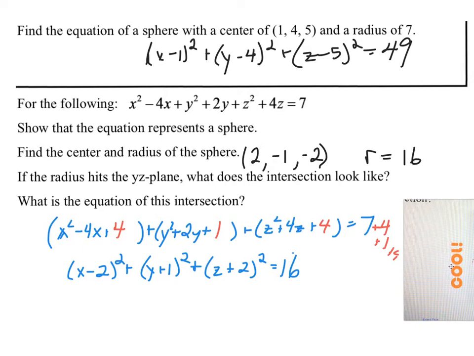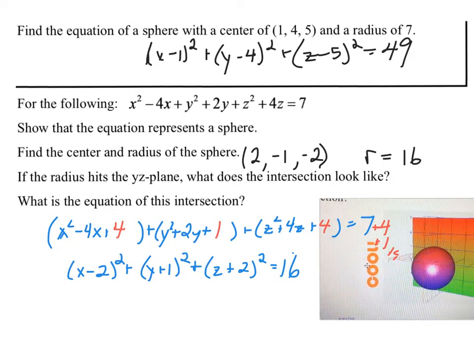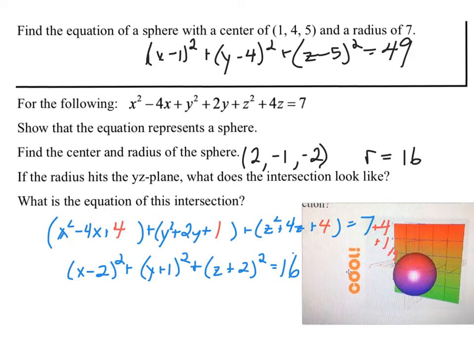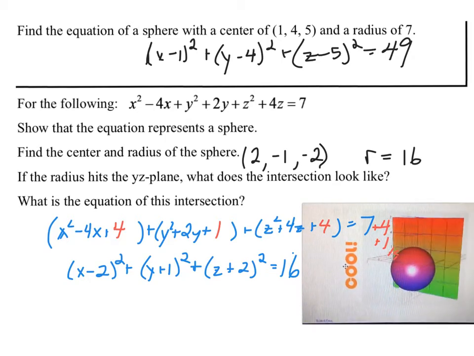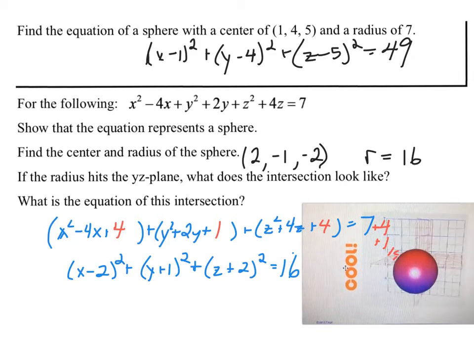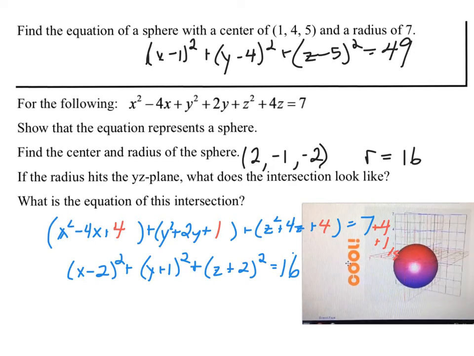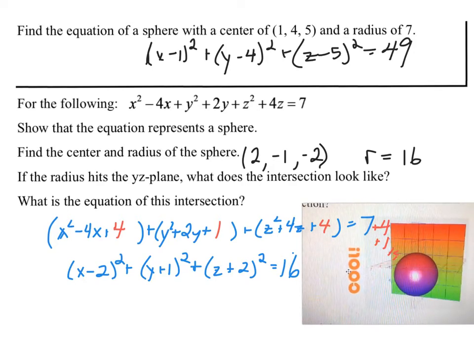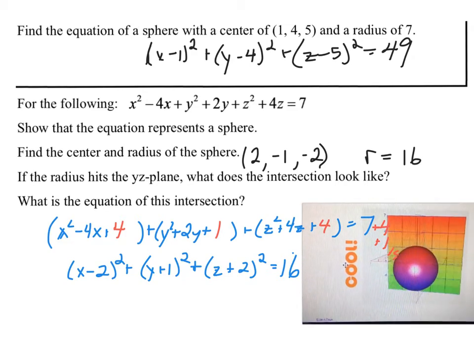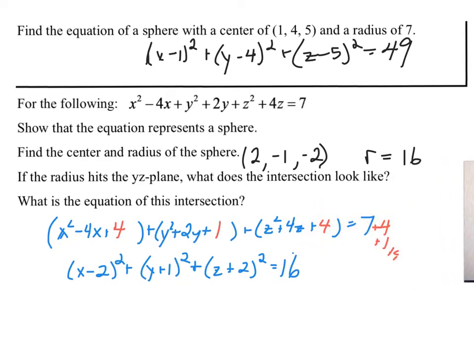Now, next question is, if this sphere hits the xy or xyz plane, what does that intersection look like? Let me drag this over and let me show you what this thing looks like when it spins around. Okay, it's going to look like a circle. Okay, when it spins. So you'll notice right here when it turns, we see a circle when it hits the plane. So let me drag that out.